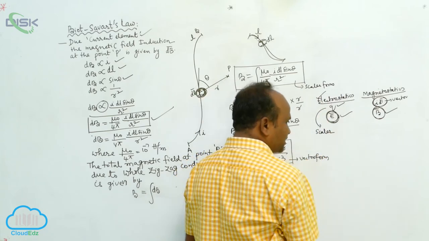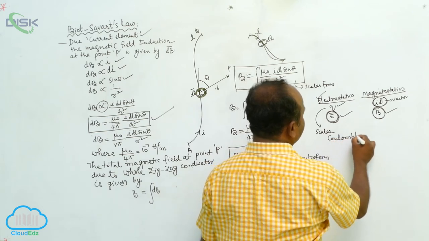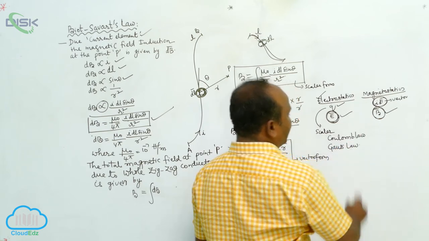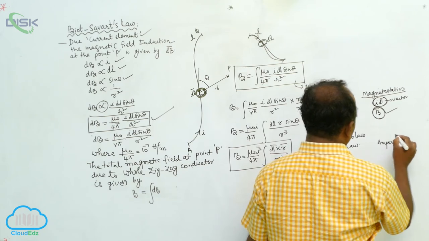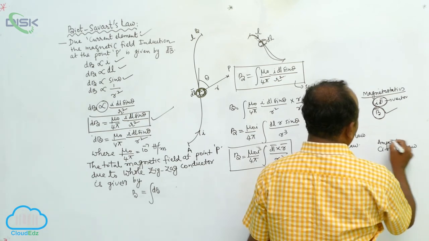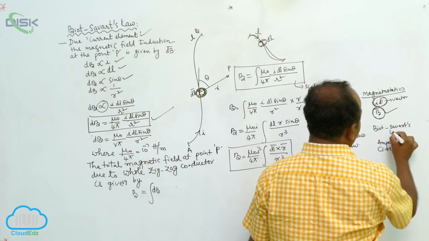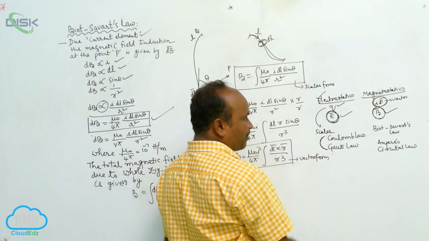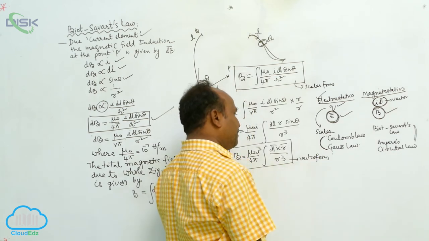Now, in electrostatics, what are the fundamental laws? Coulomb law and Gauss law. In magnetostatics, there is Ampere's circuital law and Biot-Savart's law. Whatever the relation between Coulomb law and Gauss law in electrostatics, in magnetostatics there is a relation between Biot-Savart's law and Ampere circuital law.